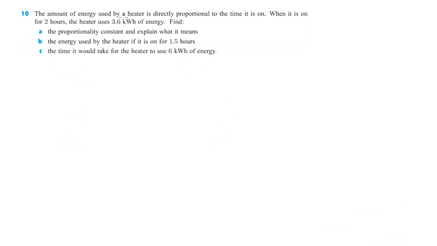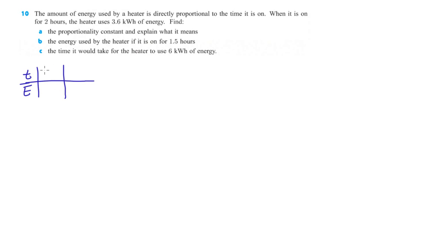Okay, last one to take a look at, number 10. The amount of energy used by a heater is directly proportional to the time that it's on. When it's on for 2 hours, the heater uses 3.6 kilowatts of energy. Okay, so directly proportional to the time that it is on. So the energy, I'm going to put down here as the y, and then the time is going to be my x. And again, since it's directly proportional, it'll work either way. It doesn't matter which one you put as x and y.